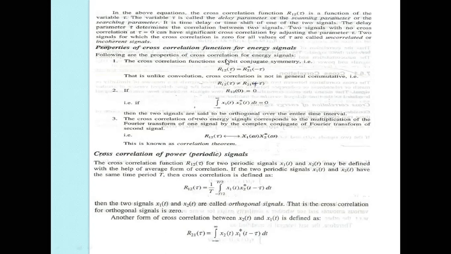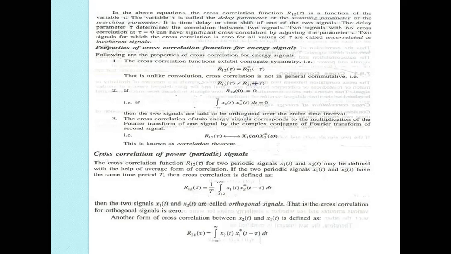The following are the properties of cross correlation of energy signals. The cross correlation function exhibits a conjugate symmetry. Conjugate symmetry: R12 of tau is equal to R21 star of minus tau. That is, unlike convolution, cross correlation is not in general commutative.